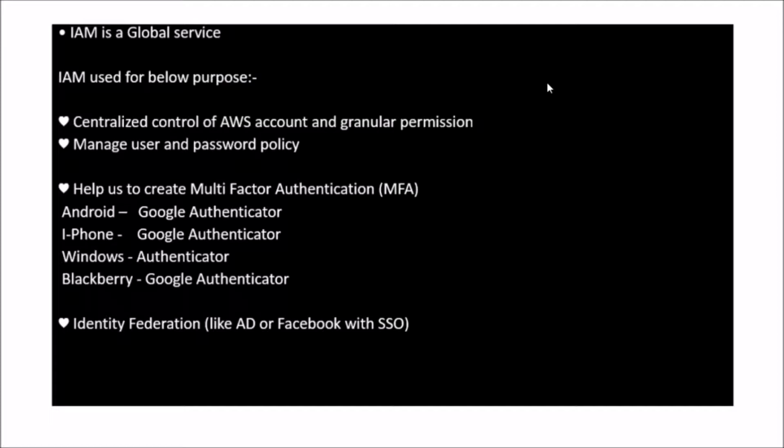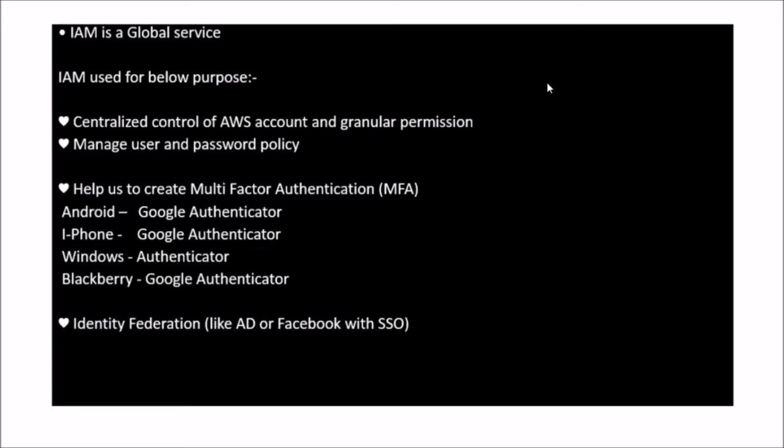Next is identity federation, like AD or Facebook or SSO. So what do we understand by identity federation? With identity federation we can create single sign-on or SSO and authenticate users to access AWS who are already authorized or authenticated by any trusted third party like a Facebook or Google account, Gmail account, or your company Active Directory.